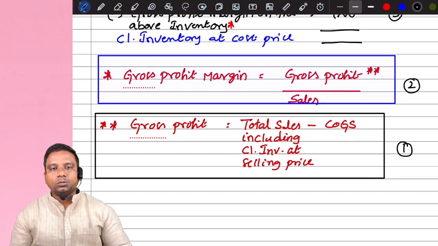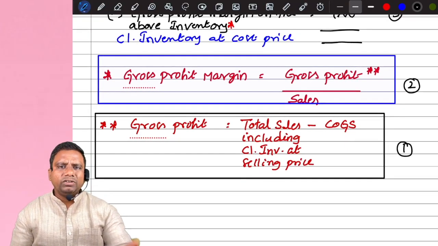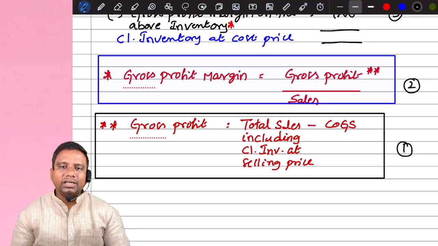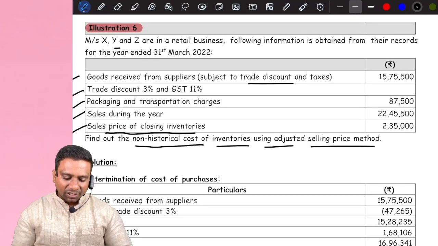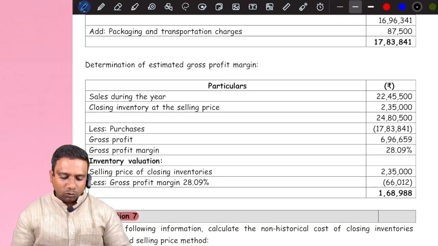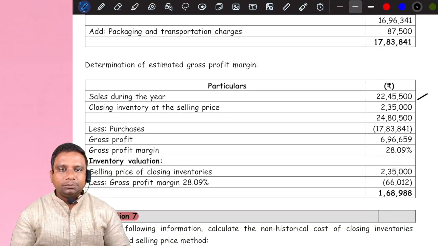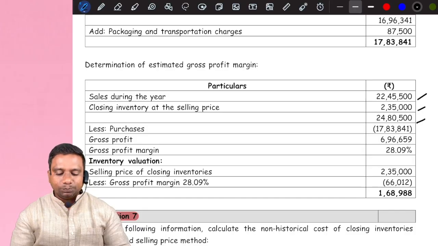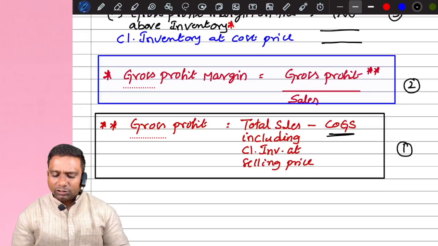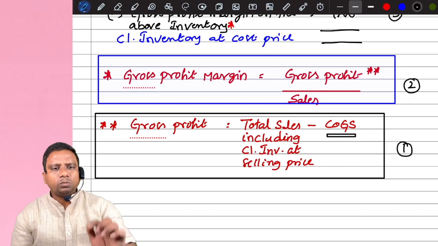First we calculate gross profit. How can we calculate gross profit? Total sales including closing stock at selling price minus COGS. Yes or no? So here we calculated the same. Look at sales during the year, add closing stock, total selling value. What you have to deduct? COGS. COGS is nothing but opening stock plus purchases.